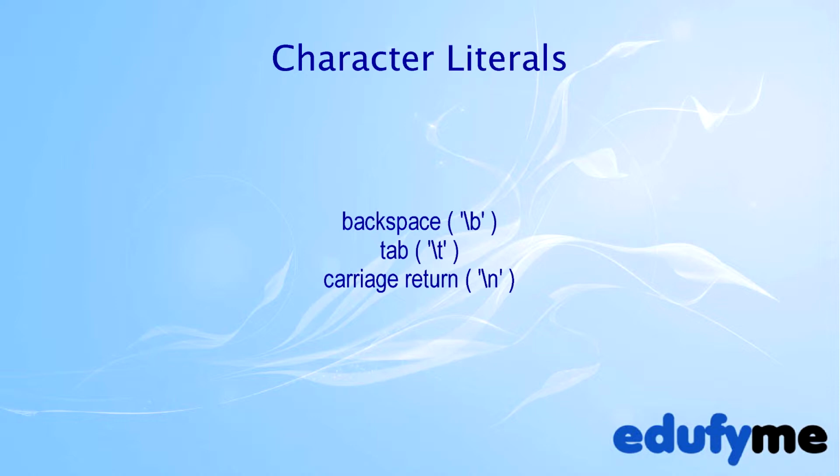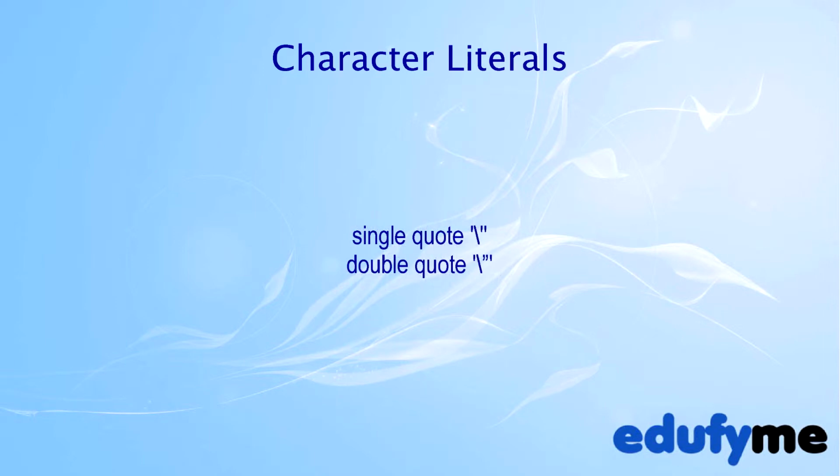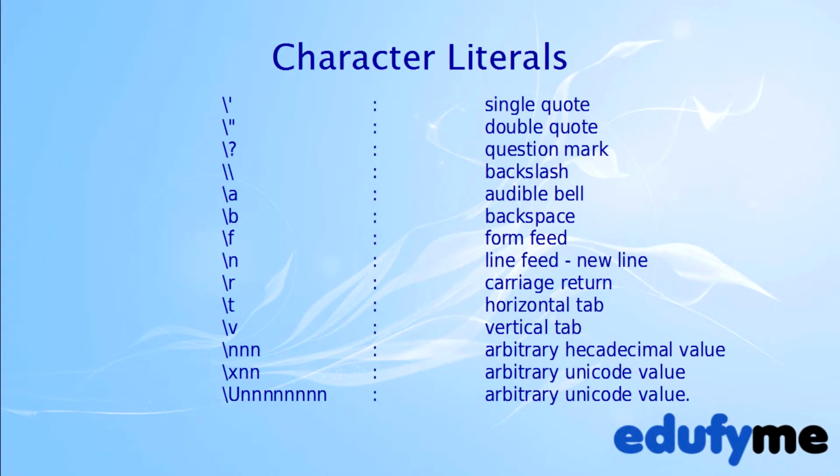That is, we use a backslash with a character to denote them. For example, a backslash with a T represents a tab. Or to denote a single quote, we write backslash single quote within single quotes. Here is a full list of escape sequences in C++.